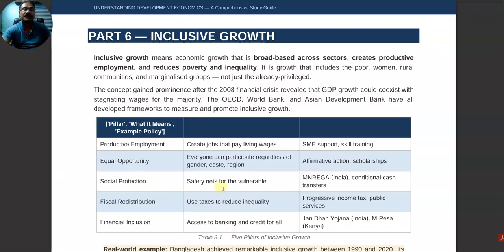Social protection means safety nets for the vulnerable, such as MGNREGA, conditional cash transfers, direct benefit transfers, etc. These are the policy related actions for social protection. Similarly, fiscal redistribution uses taxes to reduce inequality, through progressive income tax, public services, etc. And financial inclusion includes access to banking and credit for all, Jan Dhan Yojana, M-Pesa in Kenya, etc.